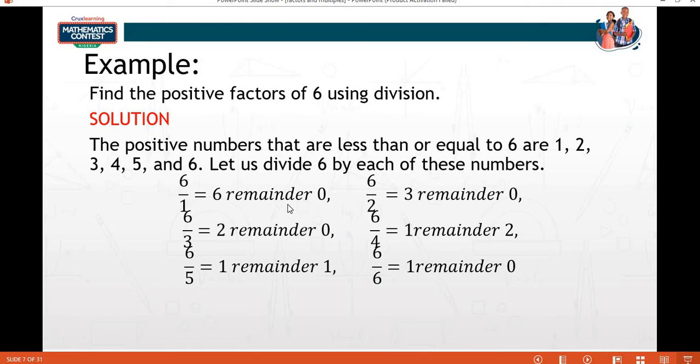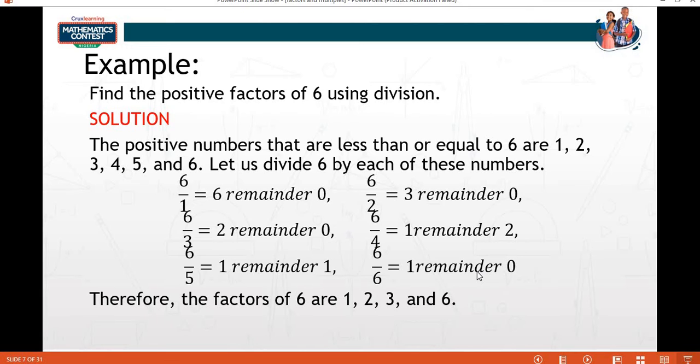So I'm having 1, 2, 3, and 6. They are the factors. So the factors of 6 are 1, 2, 3, and 6. They are the ones with 0 remainder. So we have 4 factors, 4 numbers. Remember we said they are finite, they are countable, they are limited.